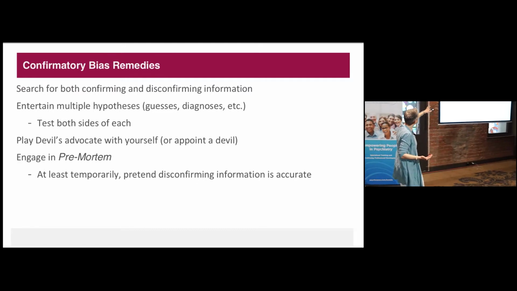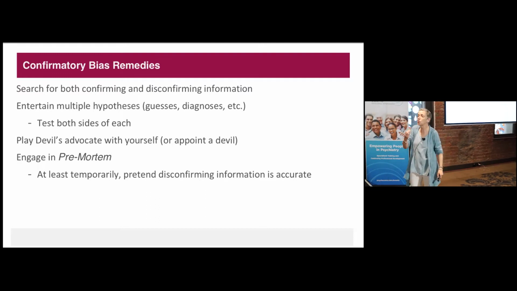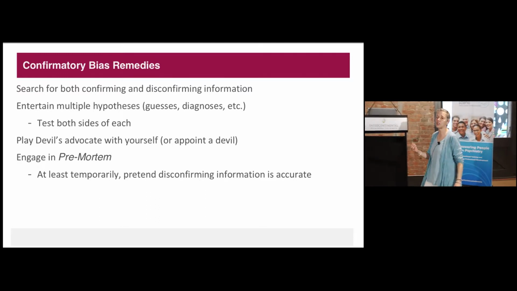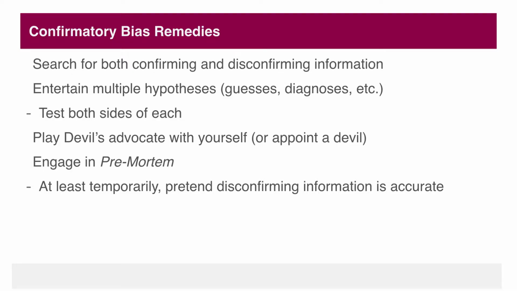And that runs into this second one. Try and entertain multiple hypotheses. If you arrive too quickly at an initial diagnosis, be aware that you may end up feeling really right about that because of confirmatory bias. Entertaining two or three possibilities, early on at least, is a great way to get around confirmatory bias. Play devil's advocate with yourself, or have a colleague play the devil. What if I'm wrong about this?